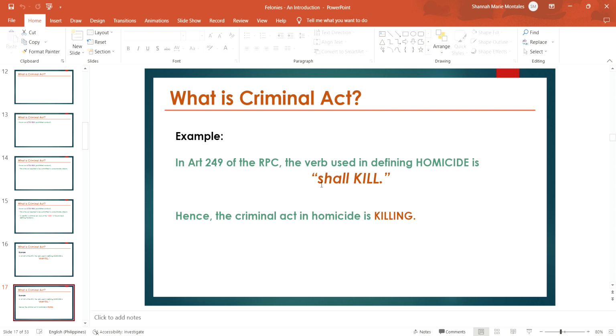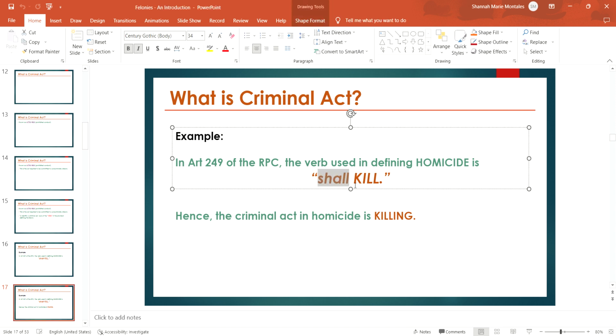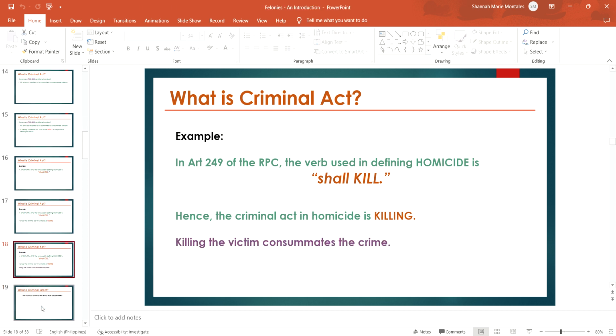Okay, yung verb, di ba? Alam na natin yan nung elementary, ang verb, action word. Dito, anong action word that will make it enough to consummate or to commit a crime? So, hence, the criminal act in homicide is killing. Killing the victim consummates the crime. Ibig sabihin, may homicide kung may napatay na tao. Yan ang criminal act, the verb, the action word that consummates the crime.